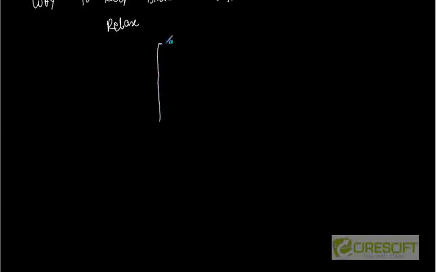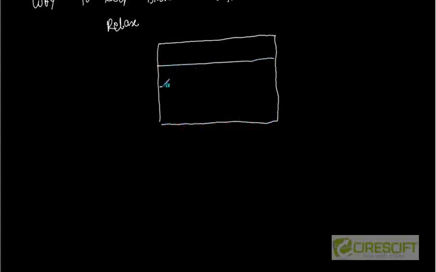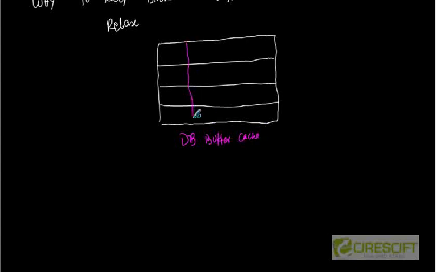Say for example, this is our DB block buffer, and for simplicity I'm going to divide this DB buffer cache into multiple blocks. Let's say for simplicity I have 16 blocks, and let's name them: this is 1, 2, 3, 4, then 5, 6, 7, 8, 9, 10, 11, 12, 13, 14, 15 and 16.